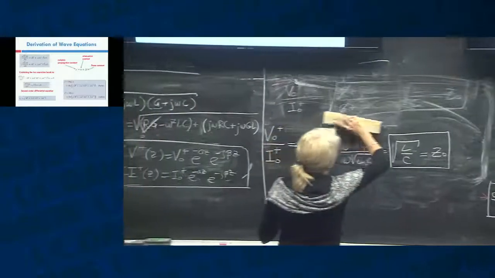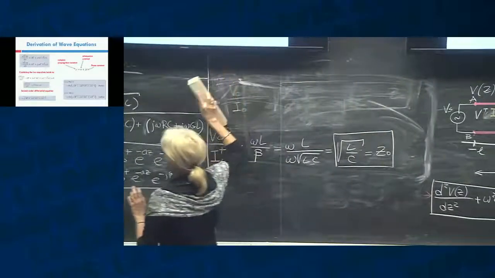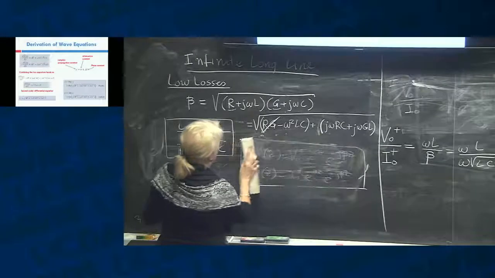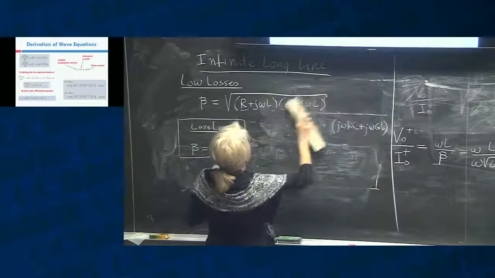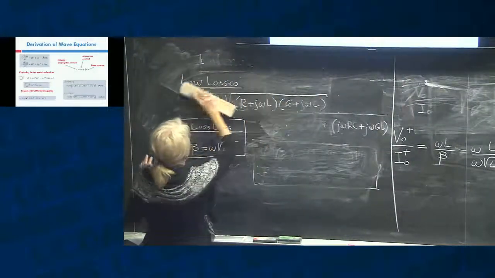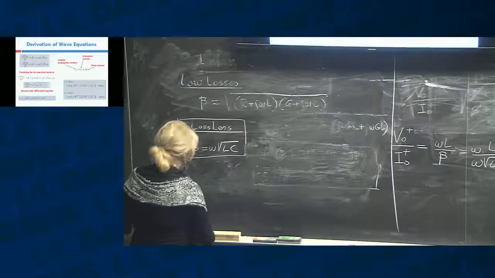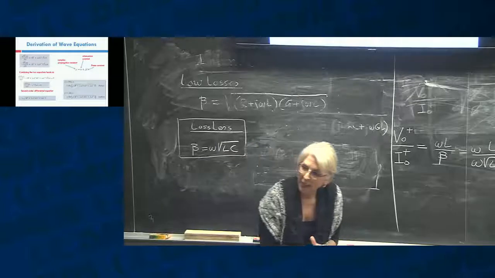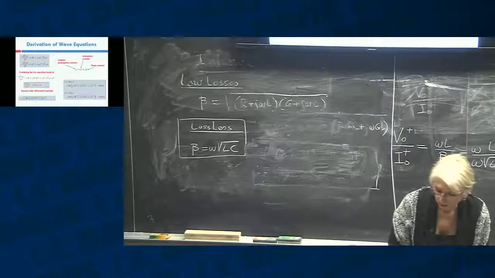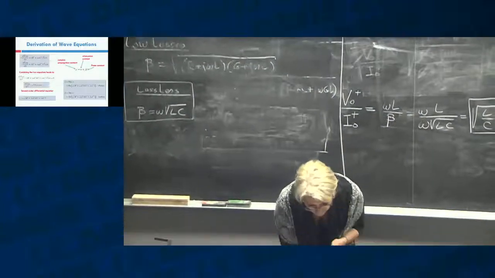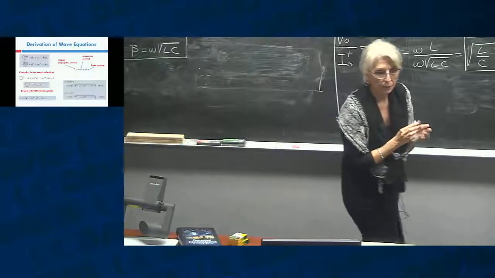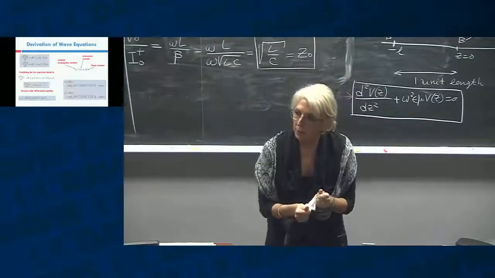So always lossless. And we know both the characteristic impedance of the lines and the propagation constant. Okay, any questions you have so far about anything we covered? I want to see what that is.